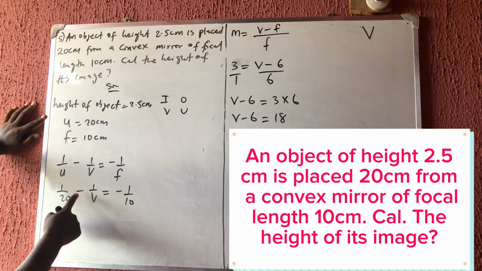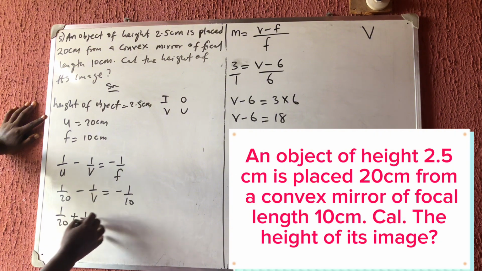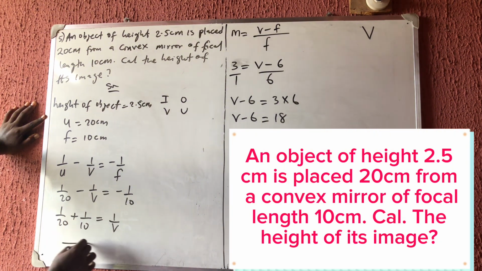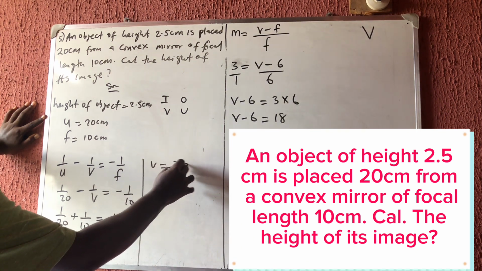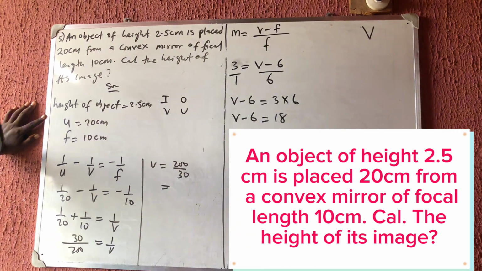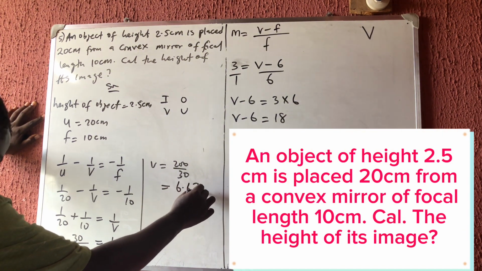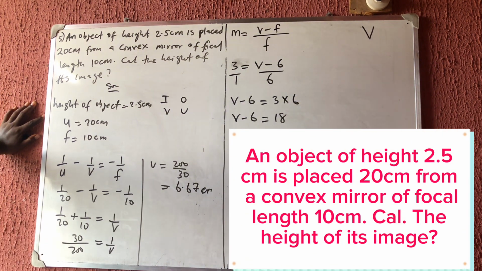So this one moves here, and this one comes here. I have that 1 over 20 plus 1 over 10 is equal to 1 over V. So this is 3 over 20, which is equal to 1 over V. Therefore, V will be 20 divided by 3, which is 6.67 cm. So that is that.